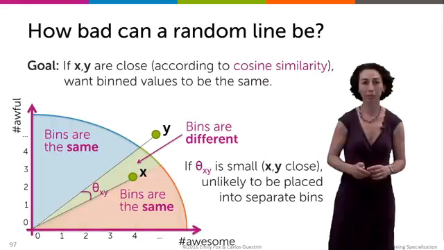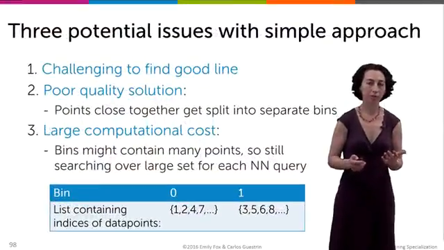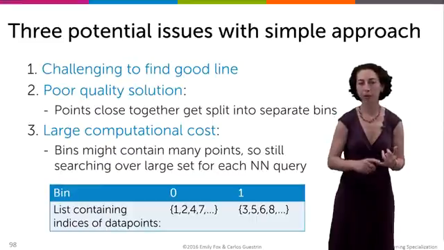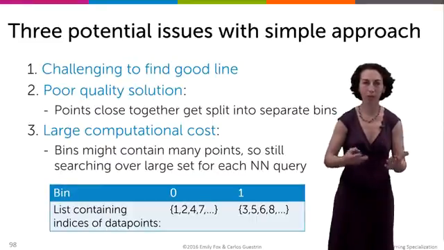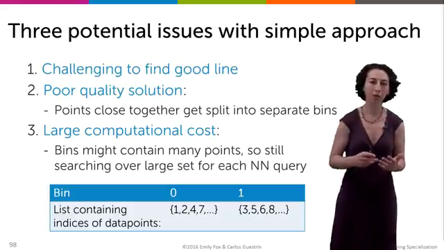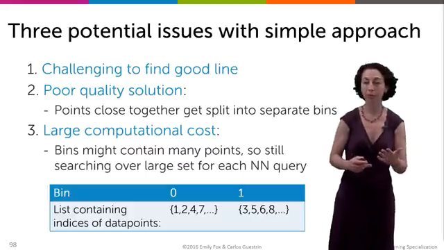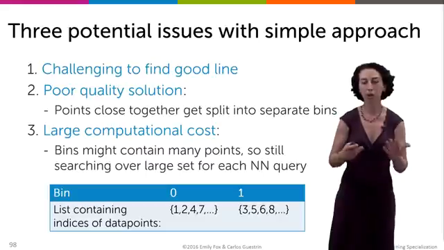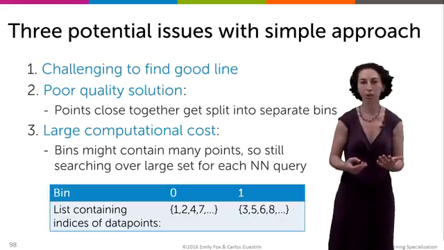Okay, so far we've talked about the first two points. We showed how we can just very simply throw down a line, nothing challenging in how we have to think about defining that line. And we also showed that we can get very good performance in terms of nearest neighbor search with this very simple approach.